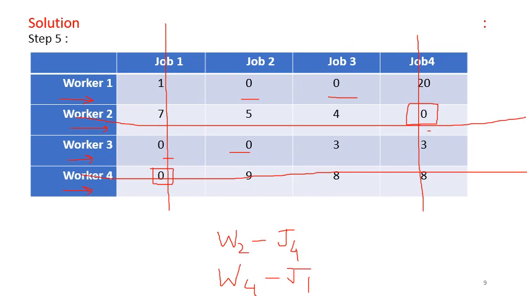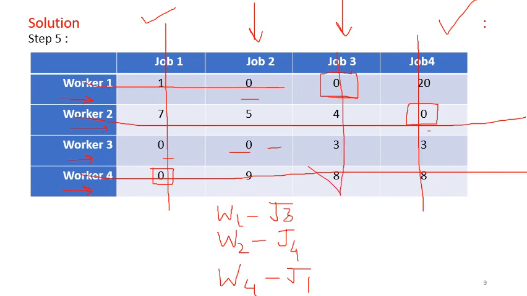Now let us see the columns. If you go to the columns, you see the first column and the fourth column are already assigned. Both these jobs, job 1 and job 4, are assigned. If I see job 2 here, there are two zeros. Leave that. Move to the next one, job 3, the third column. In this column there is only one 0. So immediately assign it to worker 1. So worker 1 will be assigned job 3. So job 3 is assigned, and the worker is also utilized.